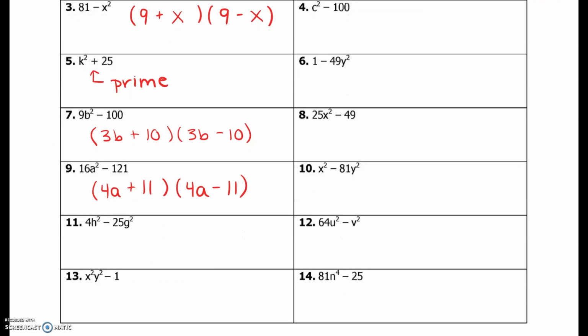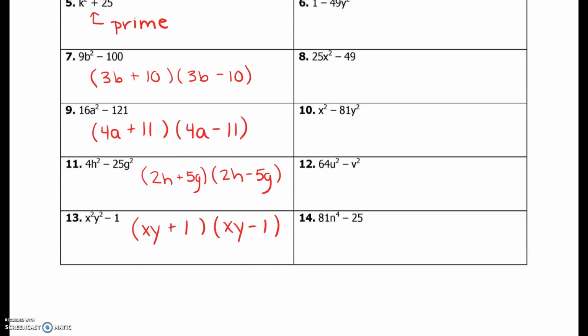As we continue with number 11, you will notice that you have 4 and 25. They are, again, perfect squares. So the square root of 4 is 2, and split that h in half, you would have 2h. Again, always using a plus and a minus sign. The square root of 25 is 5. Split your g in half, you will have 5g. In number 13, you have x squared, y squared. You will split those in half and get xy. The square root of 1 is 1, so xy plus 1 and xy minus 1.